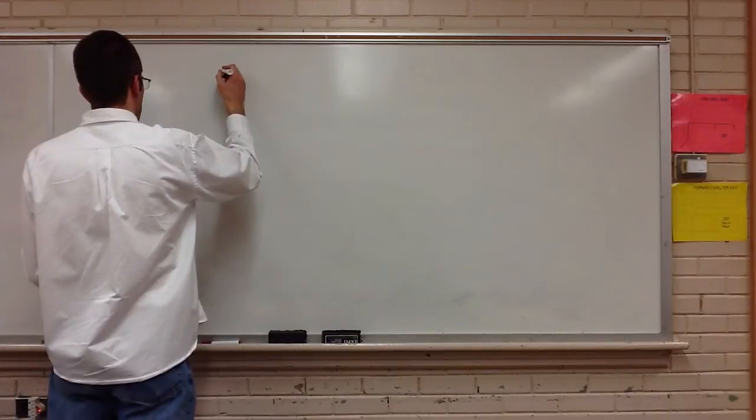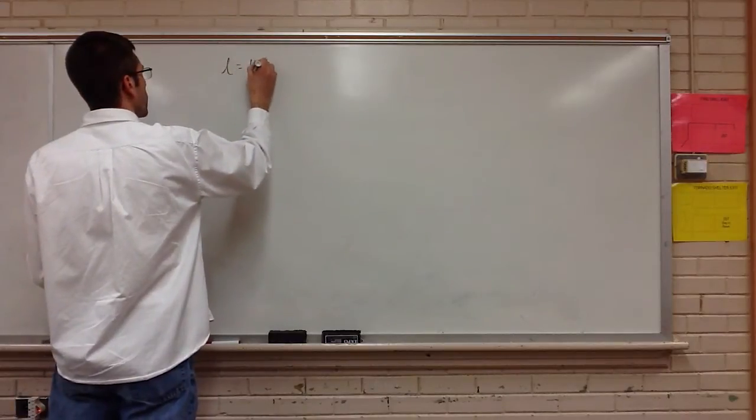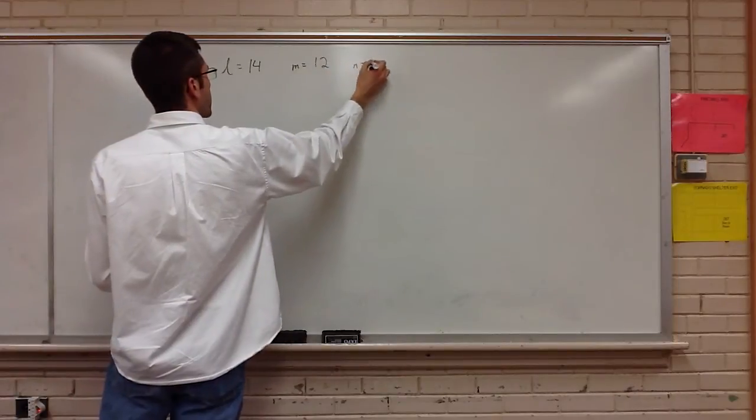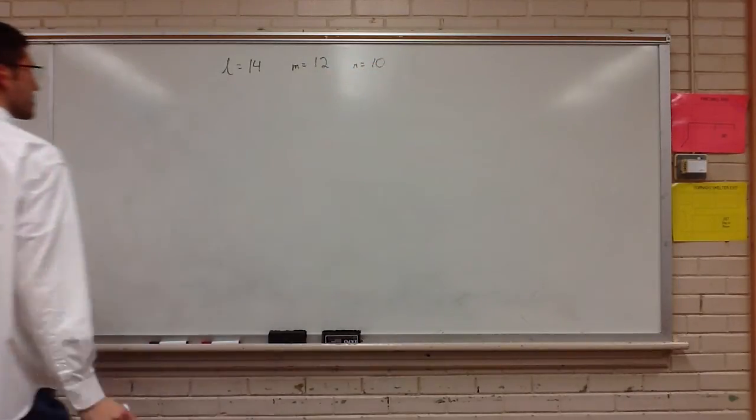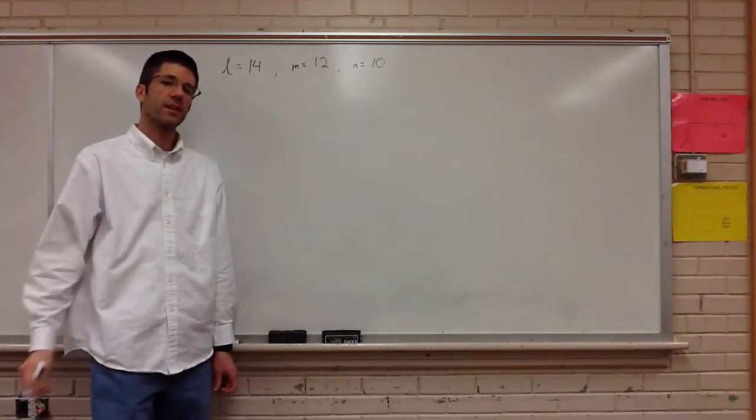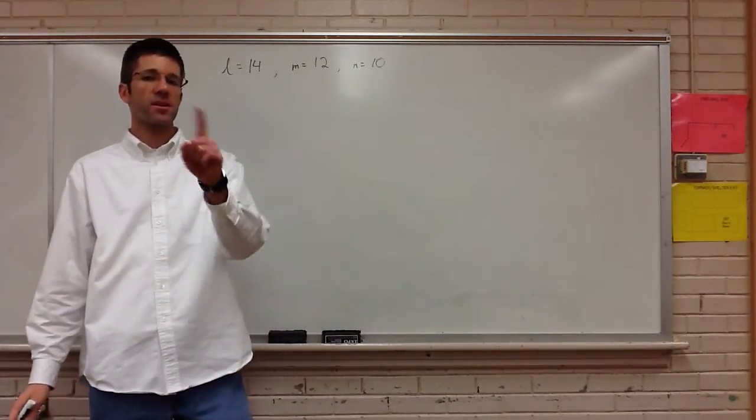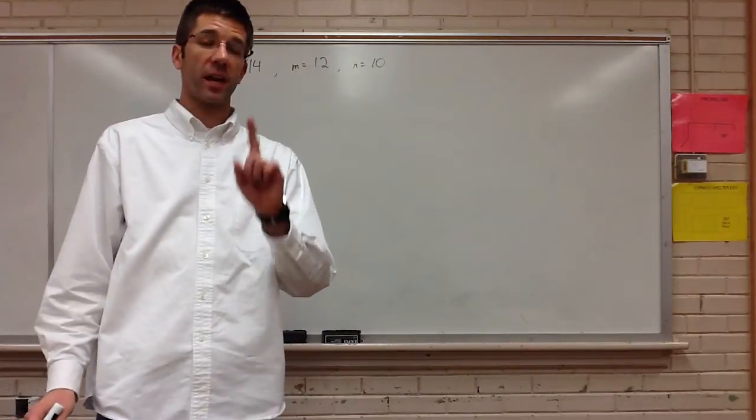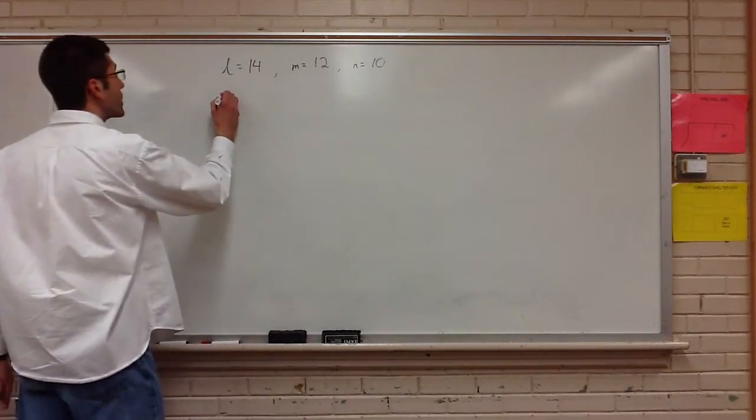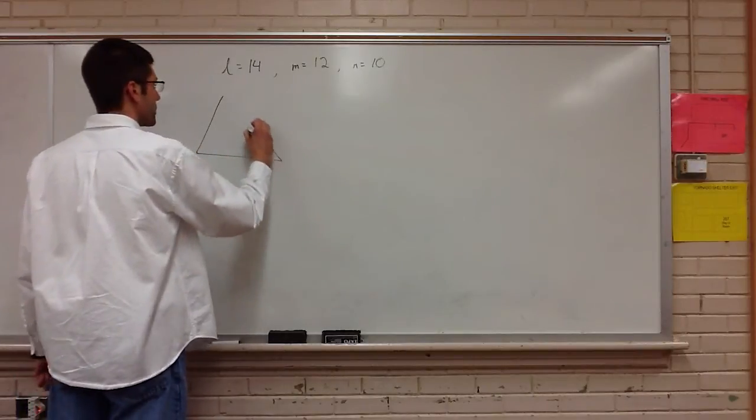It tells me that L is 14, M is 12, N is 10. Notice anything? It gave me 3 lowercase letters. It never gave me the measurement of an angle. This one's going to be a little different. The last one started by finding the length of a side. We know all the sides now. We don't know any of the angles.